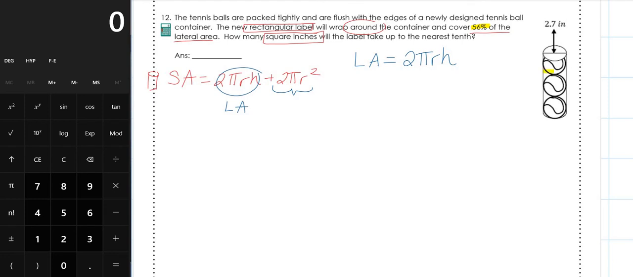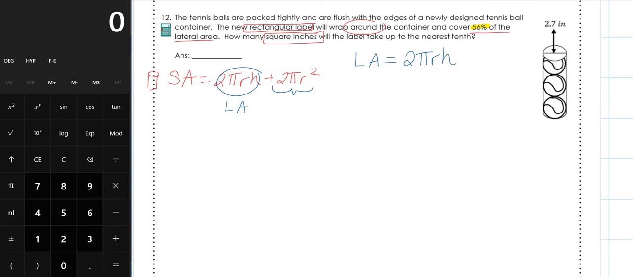Because when you think about it, a wrapper probably is going to look something like this. Take up about 56%. It's not going to go all the way top to bottom. So it makes sense that we don't want the total lateral area for this new label. But before we do the 56%, we need to focus on what the total lateral area is, and then we'll deal with the 56%. Okay, let me erase this. Now we need 2 things. We need the radius and we need the height. In our visual, all they gave us was this 2.7 inches, which is your diameter.